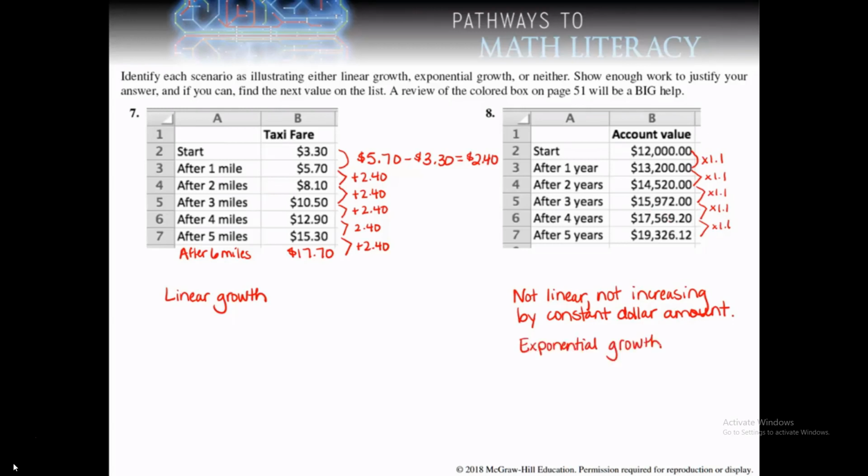And so that means to get the next entry, which would be after 6 years, I need to take the last dollar amount in the table and multiply by 1.1, and that will give me $21,258.73.